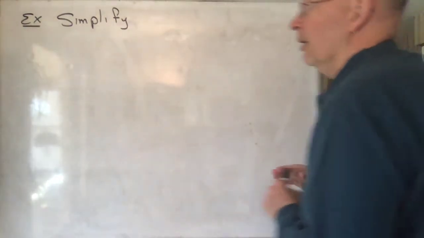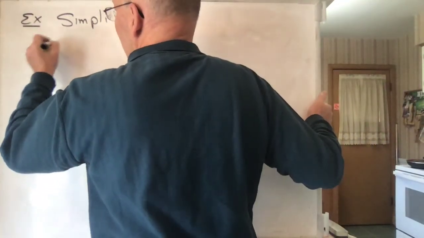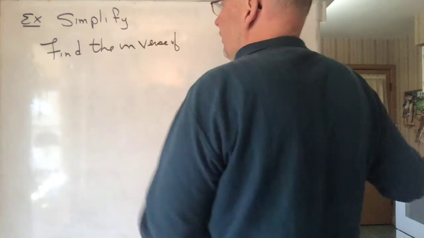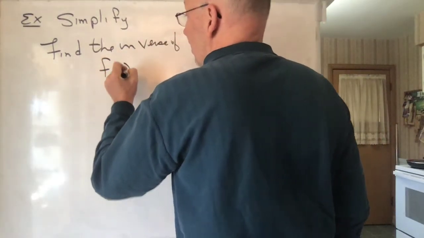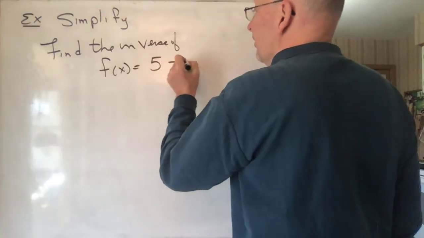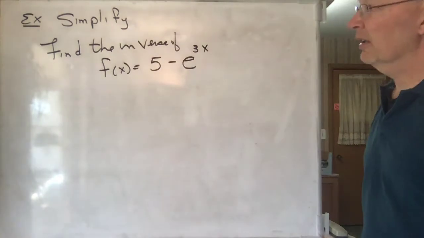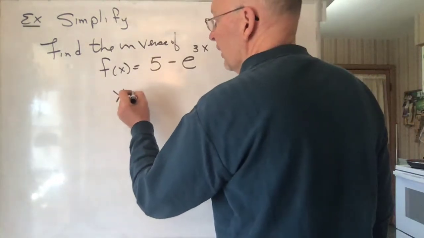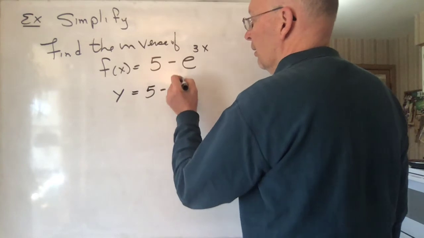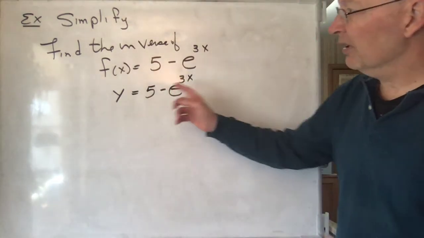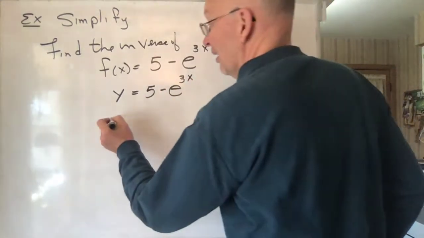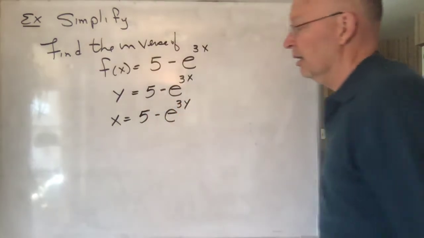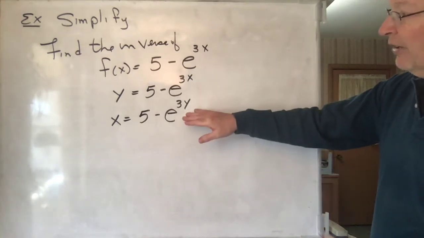Let's try maybe one more problem involving inverses. How about this one? Find the inverse of f of x is equal to 5 minus e to the 3x. Okay, how would you find the inverse of that? Well, recall what we mentioned before. You first put a y right there. Second step is to interchange the x and the y. Like that. And the third step, the substantial one, is to now solve it for y.